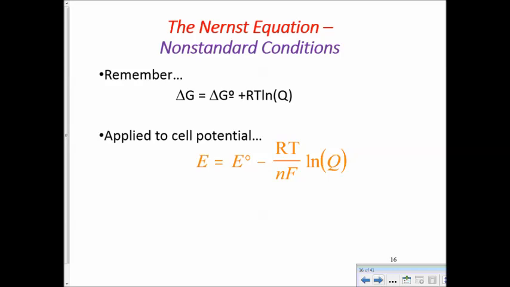And you would plug in your information. You would still look up your standard reduction potentials, flip the 1 and get your standard E cell, because you need that for this part of the equation. You would get that part right there off of the table. And then you could plug in the rest of the information provided.